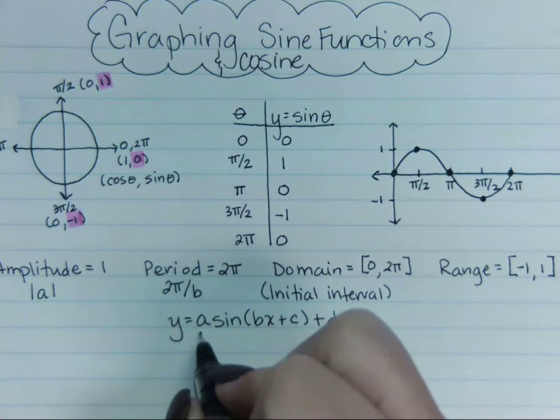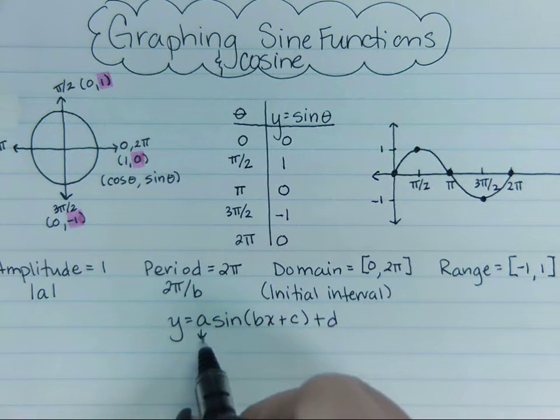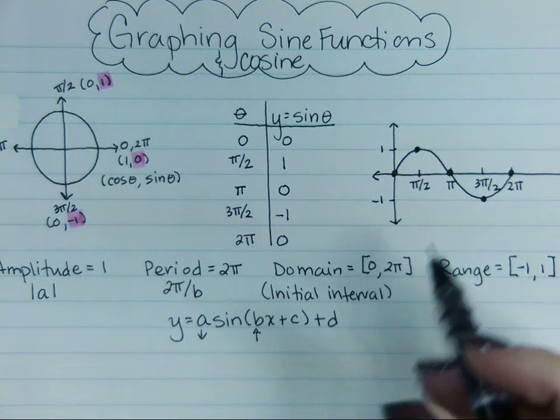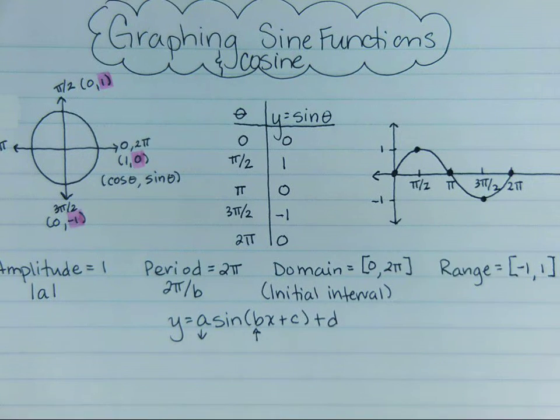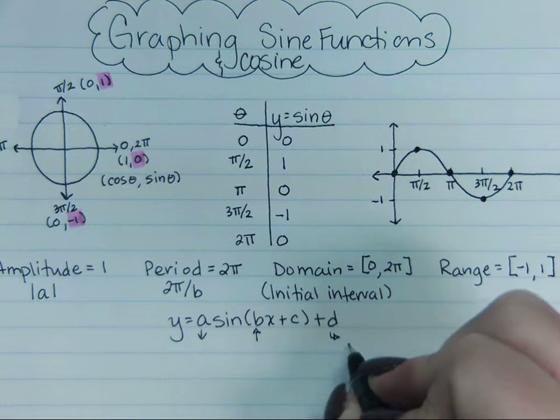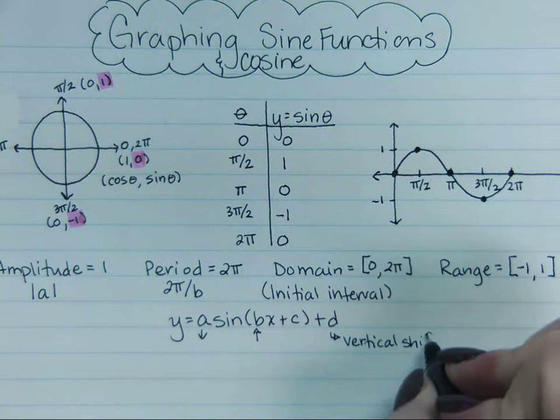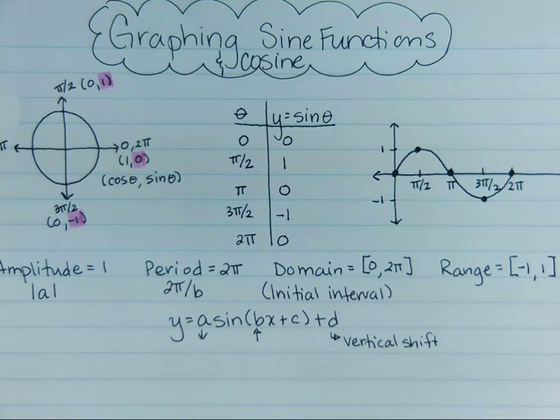And so again, this is going to help us find the amplitude. And so this gives us a height value. This one will help us with the length of this interval. We'll talk about what happens in these parentheses later. And then this right here gives us a vertical shift. And that's actually going to change some of our range.